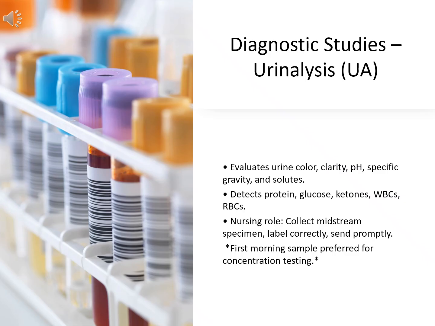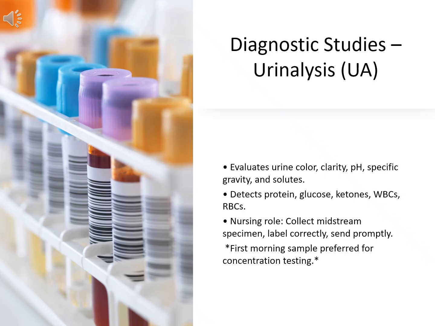Oftentimes, what we want to do is we do want to collect midstream that sample. This is to help with making sure that we actually get the amount of bacteria or white blood cells that's in the urine, not just sitting at that urethral opening. So the way you do that is you'll have the patient start to urinate and then stop the flow of urine by bearing down, and then they can go ahead and urinate again into the cup. Making sure that we label those correctly at bedside and sending those samples down immediately so that there's no abnormal bacterial growth from them sitting at the nursing station waiting to be sent to lab.